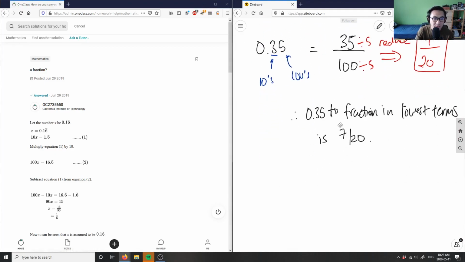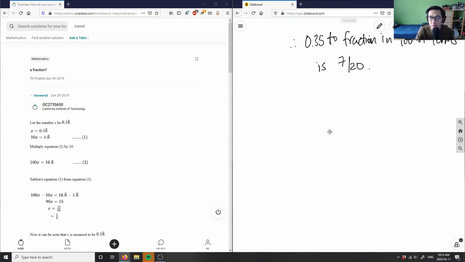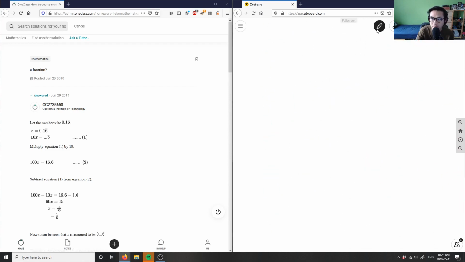Number five says to write something as a fraction. I think it says 0.16 bar as a fraction. So let me do that for us. It's number five. I think the question's cut off here, but I want 0.16 bar as a fraction.